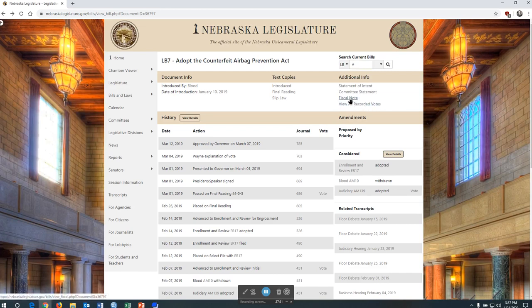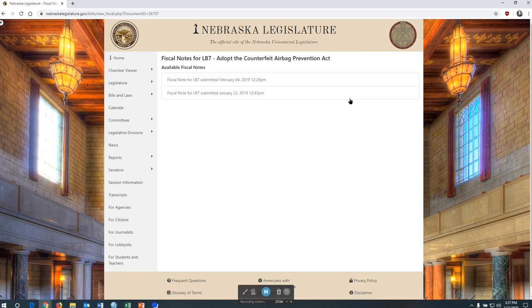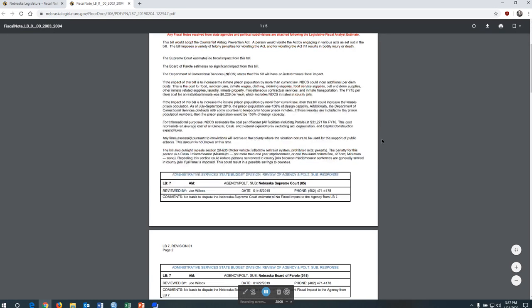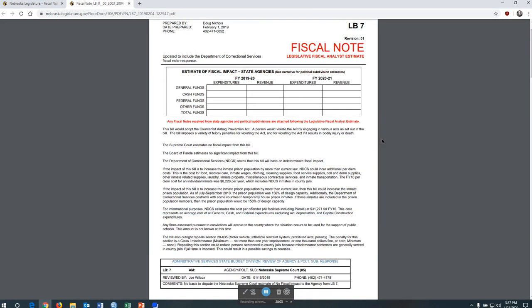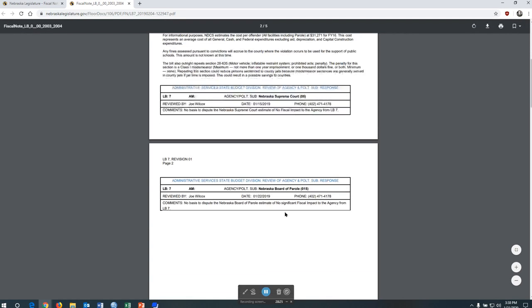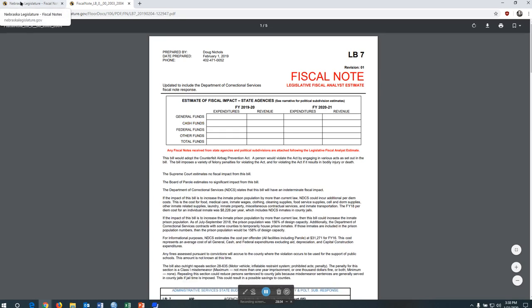And then I want to see if there's a fiscal note. Sometimes there is and sometimes there isn't. Let's find the latest fiscal note, February 4th. So a fiscal note actually is applied by the legislative fiscal analyst. What a fiscal note does is, if they think there's an impact on an agency of the state, and that could be the university, by the way, but if the bill is going to cause a fiscal impact on any agency, then that agency is required to develop a fiscal note. But you can see on this one, at the very bottom, no basis to dispute the Nebraska Board of Parole estimated no fiscal impact from the agency to LB7. So there's no fiscal agency.